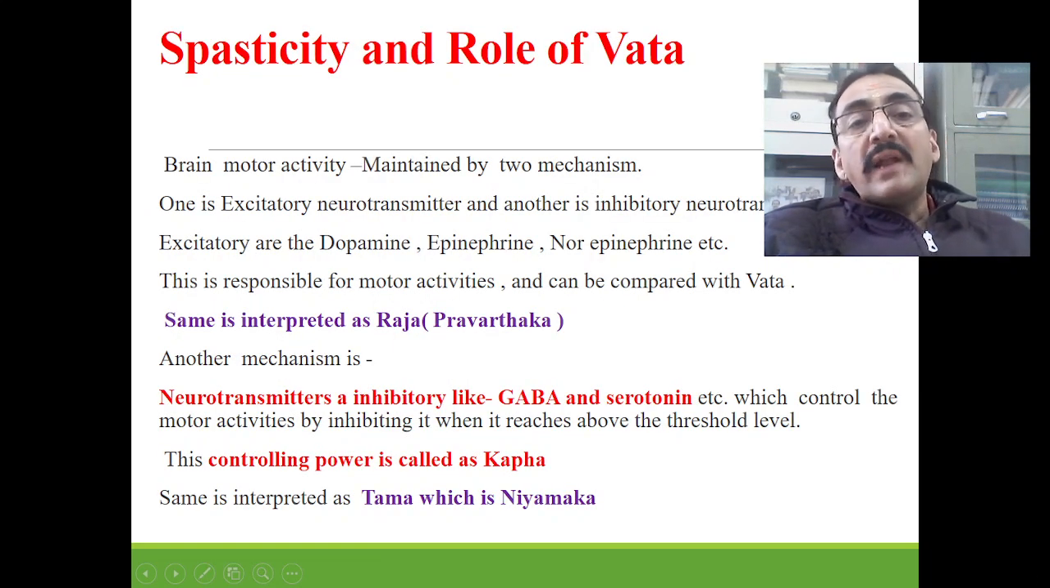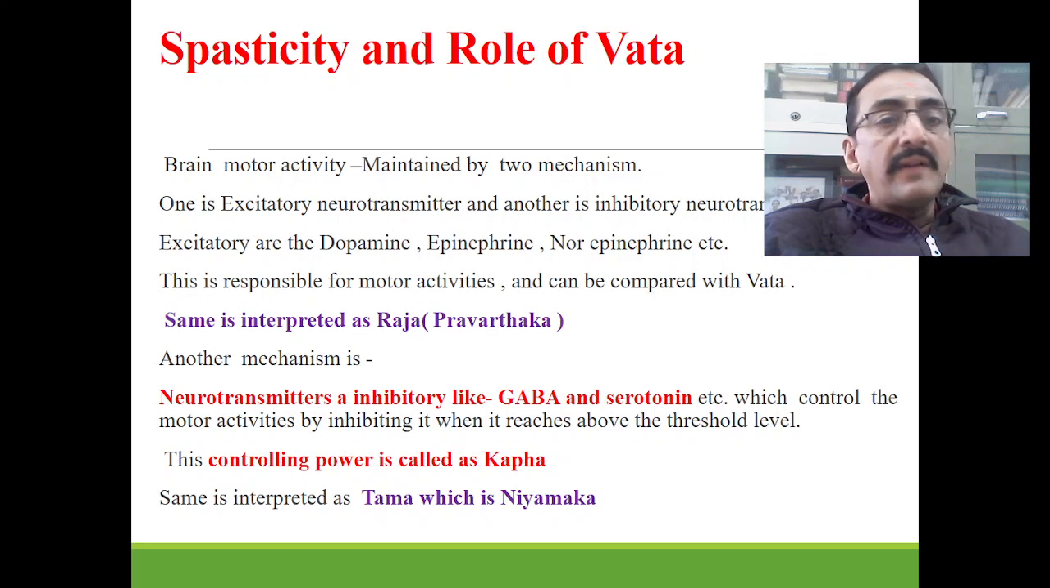Now the brain motor activity is maintained by two mechanisms, as I told earlier. One is the excitatory neurotransmitter and another one is the inhibitory neurotransmitter. As we know, excitatory neurotransmitters are dopamine, epinephrine, norepinephrine, etc. And these are responsible for the normal motor activities, and this can be compared with the Vata, because this initiates the motor activity. Gati means movement. So these movements can be compared with the Vata.